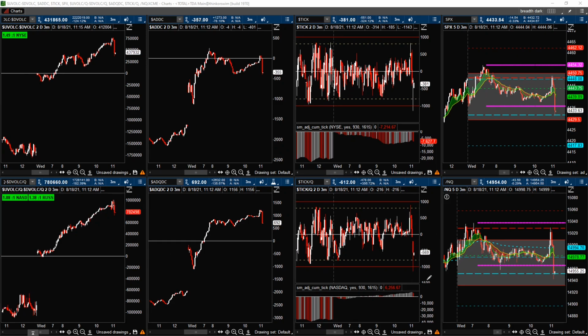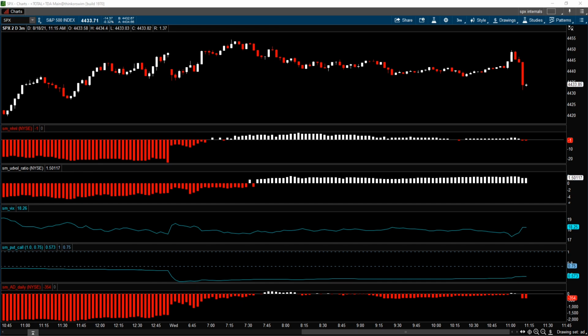We are seeing some massive negative ticks here, minus 1,000. Some big sell programs came in. My cumulative tick is negative in the NYSE, but positive in the Nasdaq. I'm going to pause it here for a while.